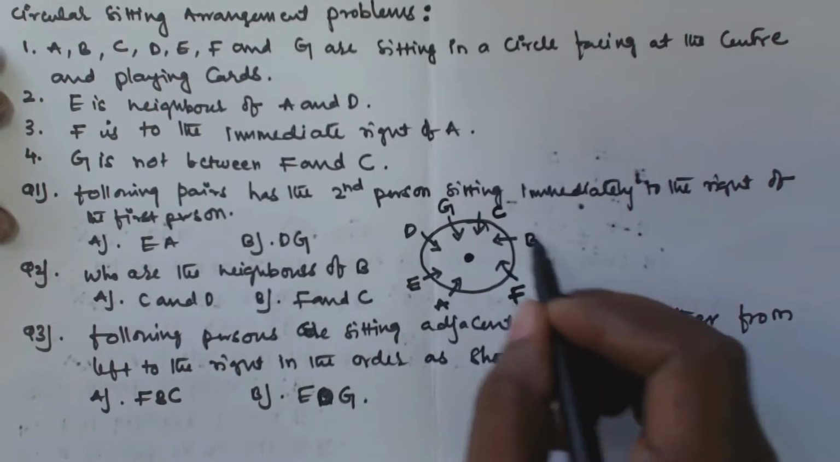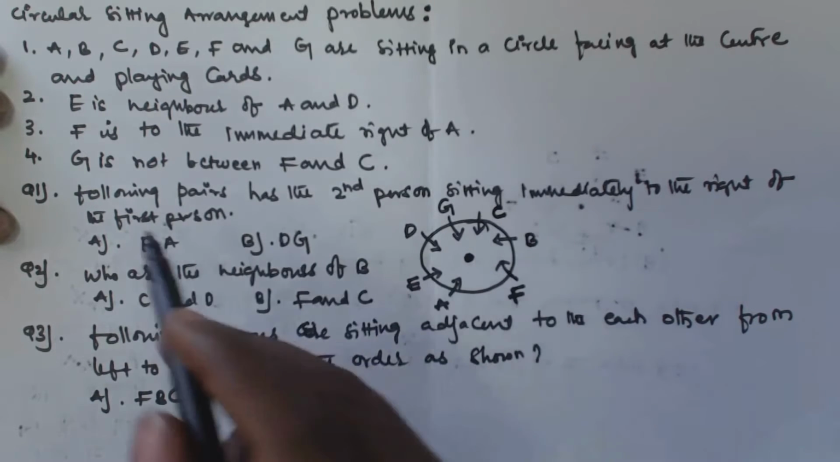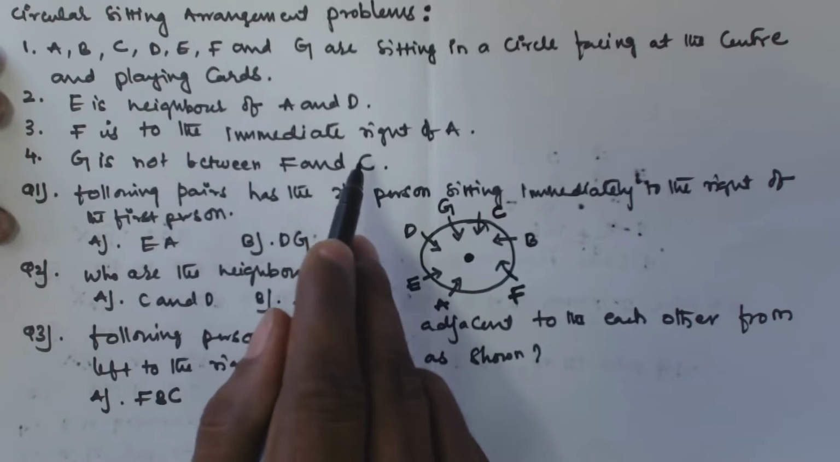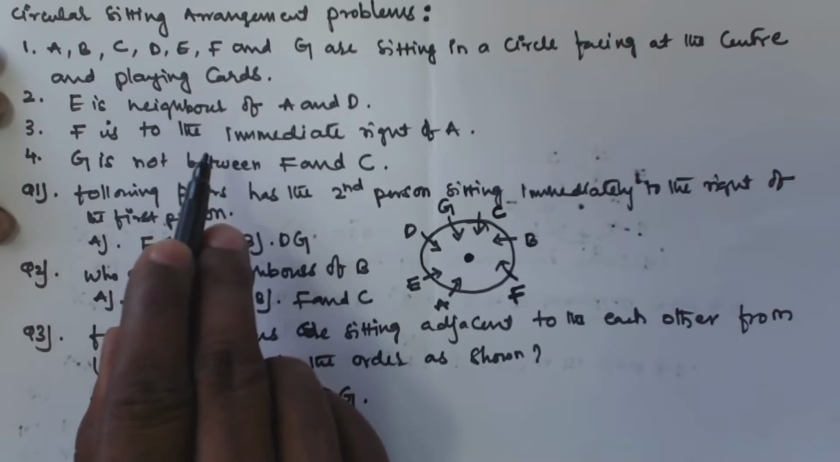Now we have established the sitting positions of all 7 persons. This one is clear, right? If G is not sitting between F and C, the remaining person, whom we are not talking about in this problem statement, is B.